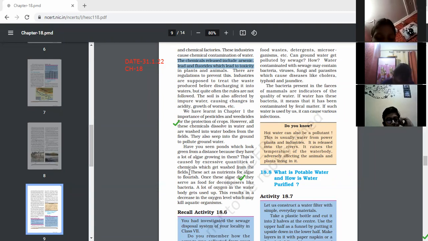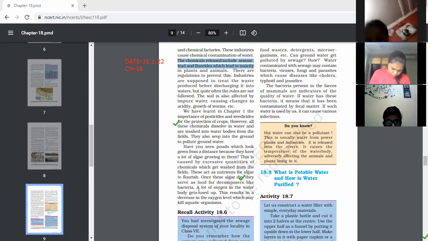You know, farmers use pesticides. And whenever they are washed away due to excessive rain, they reach the pond. This acts as a nutrient for the alga to flourish. Once this alga dies, it becomes food for decomposers like bacteria. What is the result of it? As a result, a lot of oxygen in the water is used up. The level of oxygen becomes less in the ponds, and that kills the aquatic organisms. This process is also known as eutrophication, when the level of oxygen decreases in the ponds. Okay, Aditya Jain, you may continue with the next paragraph.